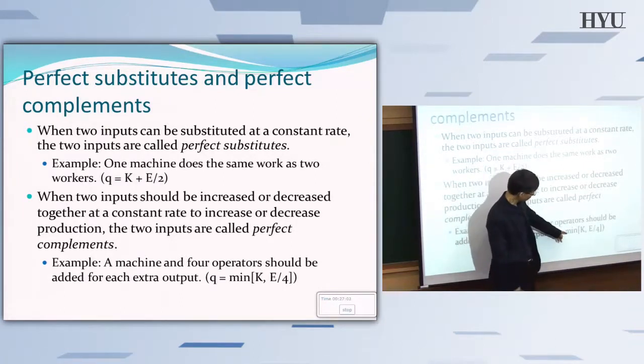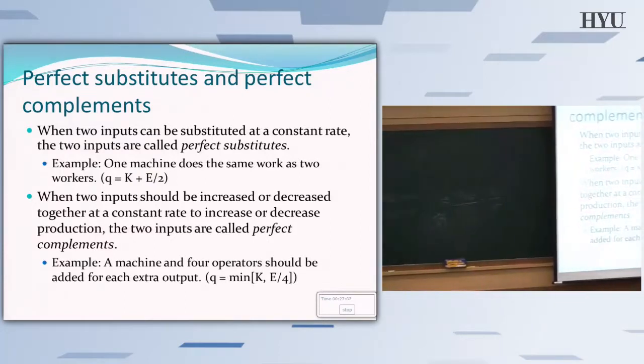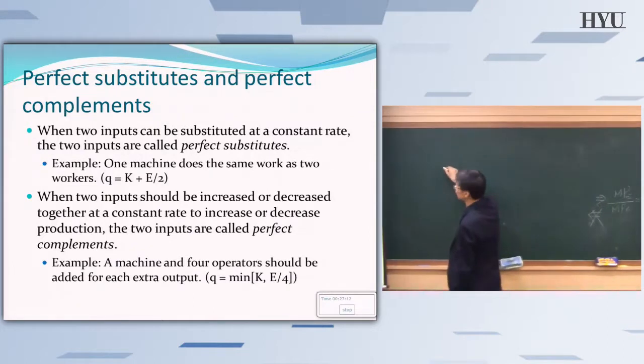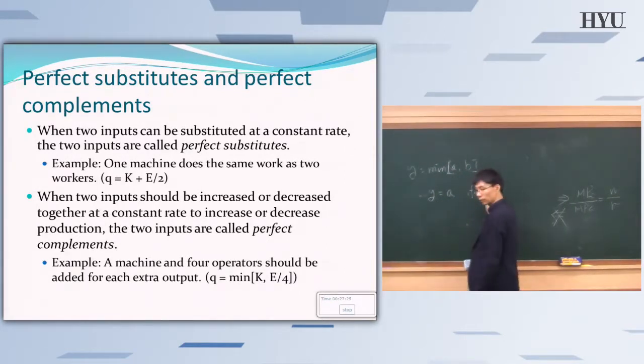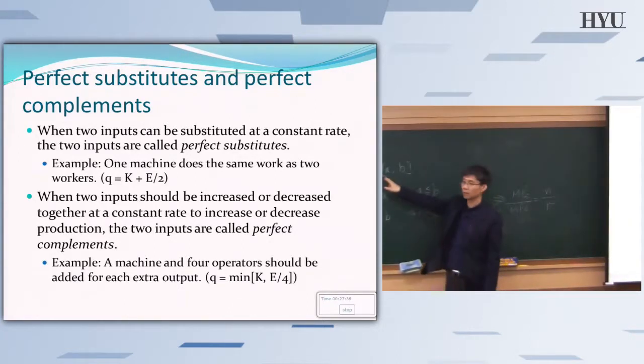A minimum function is a function that, in general, let's say y is the minimum of a and b. That means y equals a if a is less than or equal to b, and y is b otherwise. Then this is the minimum function. It just takes whichever number is smaller out of these two.